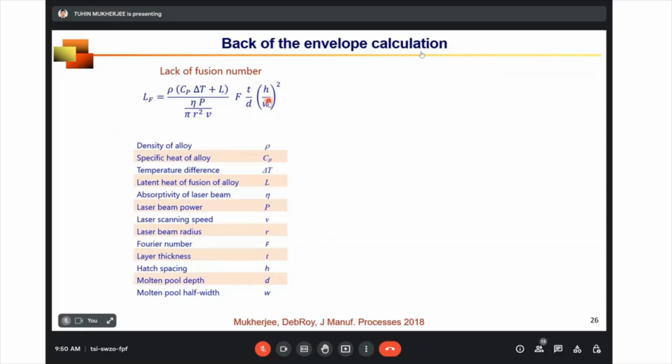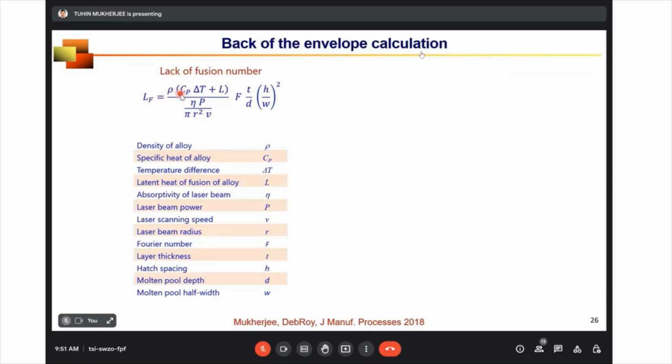So it has hatch spacing by width. If the hatch spacing is the same, if we can melt more material, that is beneficial for reducing lack of fusion. But if we have the same width for the same material, if we increase the hatch spacing, we increase the lack of fusion. So like that, the ratio of layer thickness to pool depth, and the power density, which is a combination of laser power, absorptivity, laser beam radius, and scanning speed. If we reduce the energy density, it will melt less material and increase the lack of fusion.